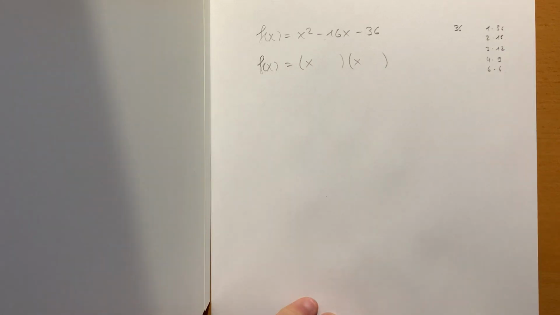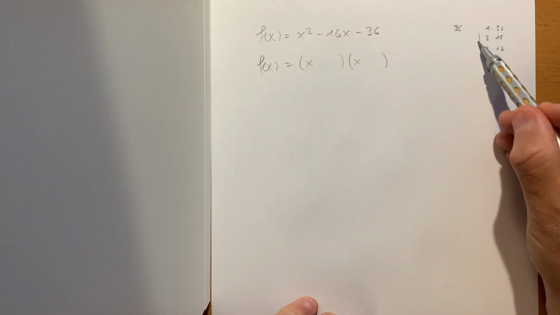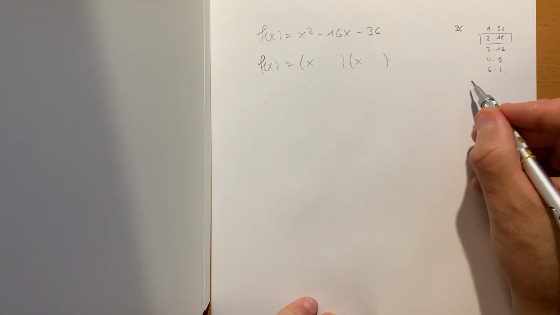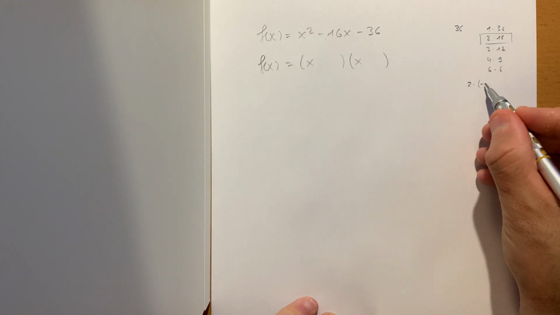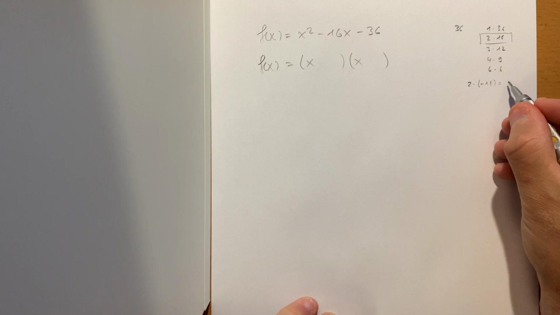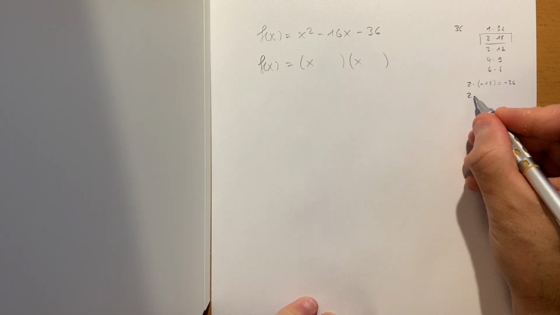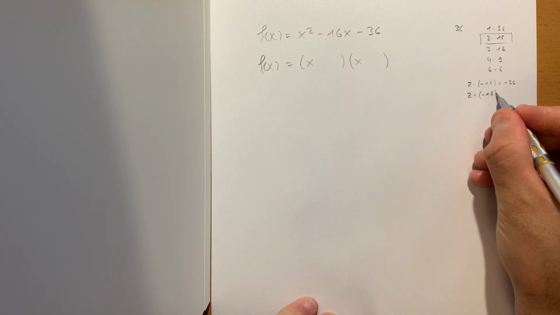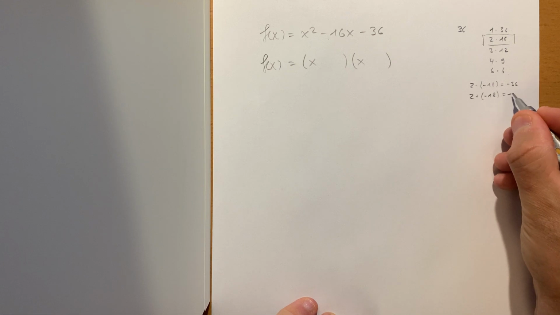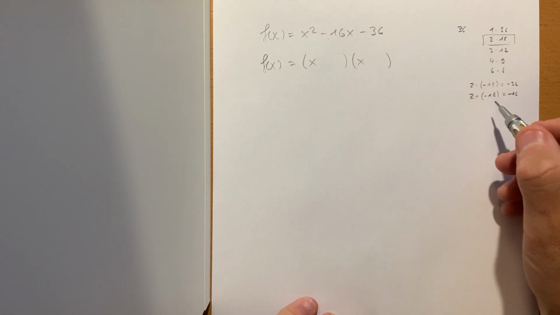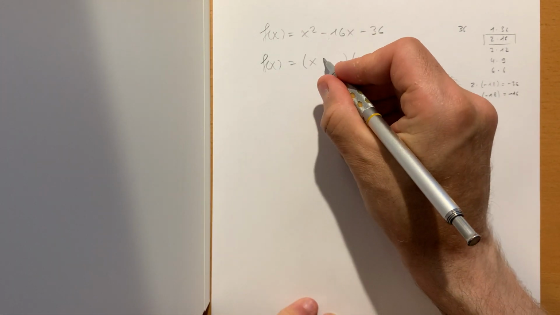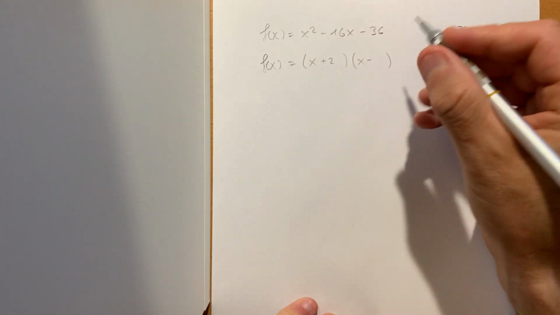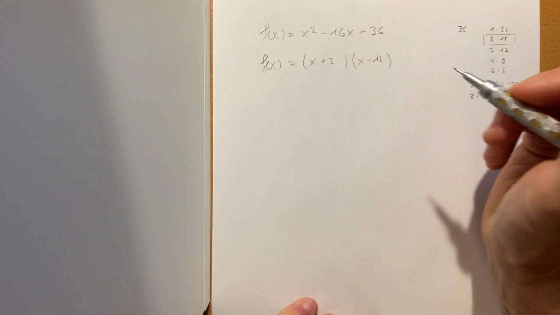Only one pair gives you that option, and that's the 2 times 18. Look, 2 times minus 18, that's minus 36, and 2 plus minus 18 is minus 16. So this will be it. You can write plus 2 and minus 18.